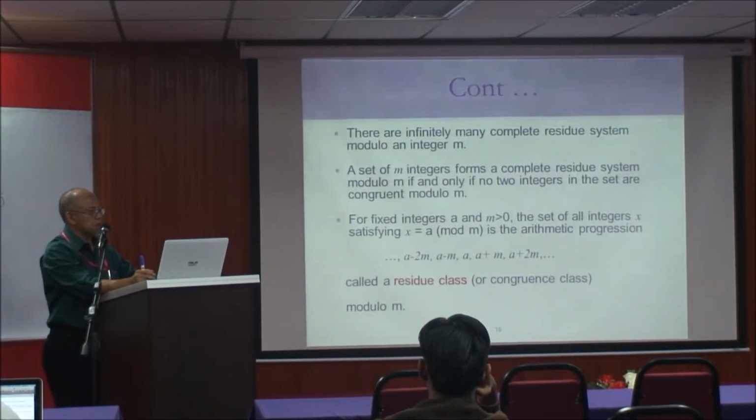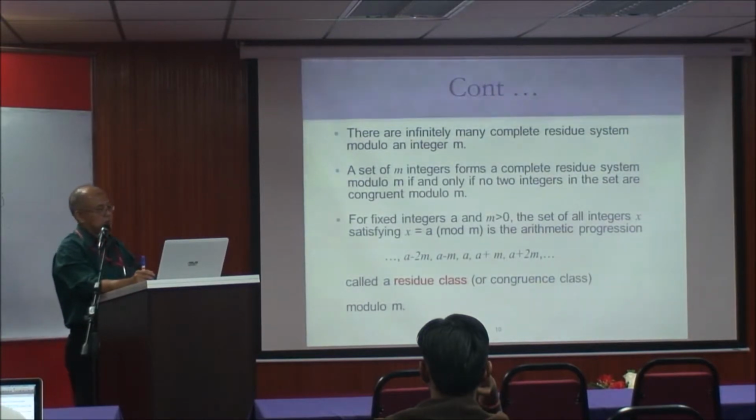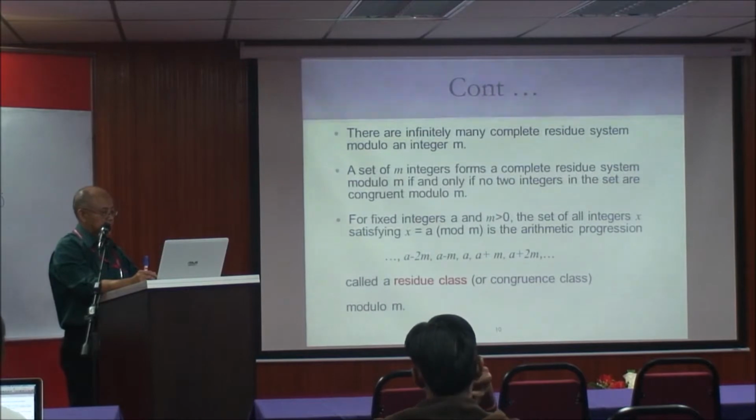And what are the elements of a residue class or congruence class? Basically, if you are given a and m, these integers are in the same congruence class: a, a plus m, a plus 2m, and a plus any multiple of m. Or we can go to the left also, right? So in the congruence class, definitely there are infinitely many integers, right?